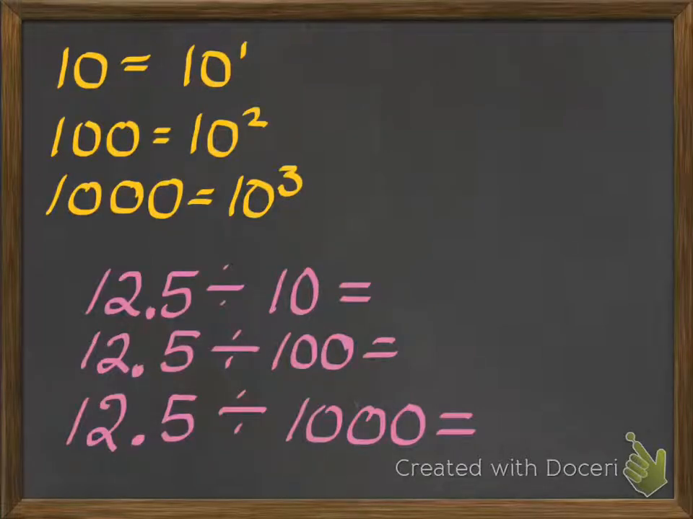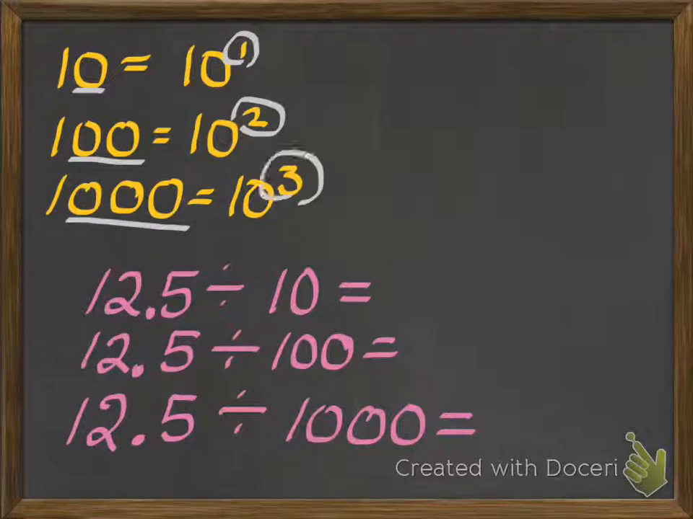Okay? Some other things to keep in mind. 10 is the same as 10 to the first power. 100 is the same as 10 to the second power. 1,000 is the same as 10 to the third power. This should look really familiar. This is the same thing we did when we were multiplying. We look at how many zeros there are, and that tells us what the power is. Okay, there are 2 zeros, so it's 10 to the power of 2. There are 3 zeros, we have 10 to the power of 3. That's going to tell us how many places to move that decimal point.